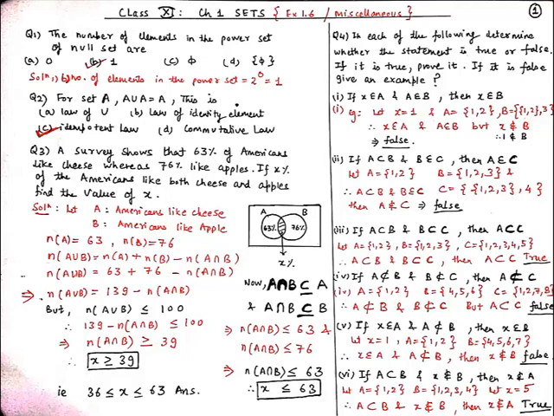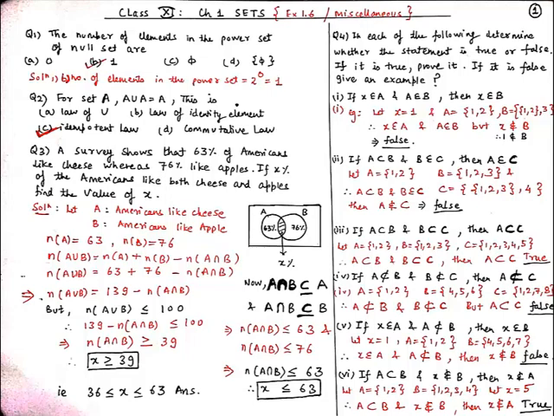And now our fourth question for today is: in each of the following, determine whether the statement is true or false. If it is true, prove it, and if it is false, give an example. So in the first part: if X belongs to A and A belongs to B, then X belongs to B. So let's say, student, that X is equal to 1 and set A is equal to {1, 2}. Now as per our question, here 1 belongs to A, and let's say set B is equal to {{1, 2}, 3}, where the element A belongs to set B.